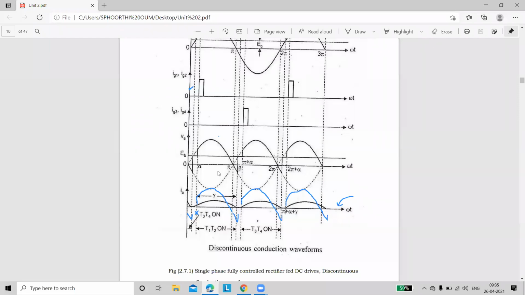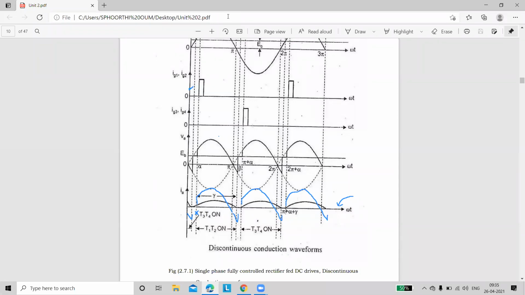Is there any possibility for the circuit to get continuous waveforms? My question is clearly understandable to you or not? First of all, tell me that. Can I ask again?